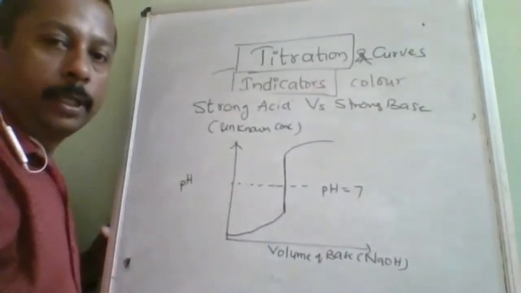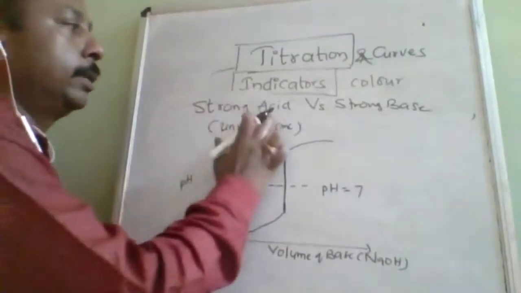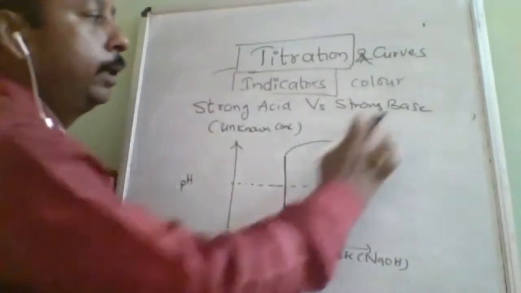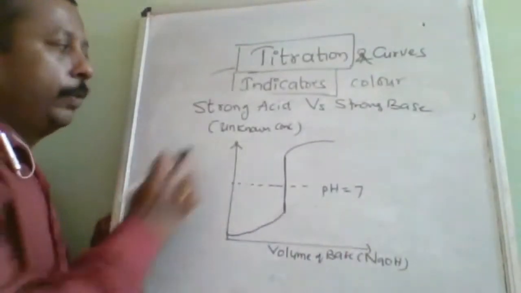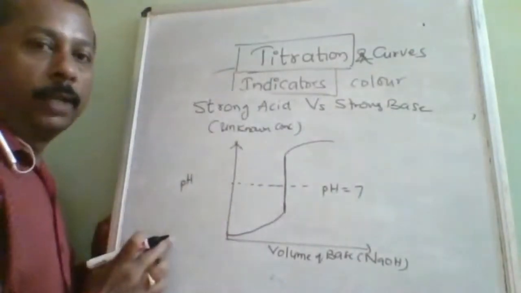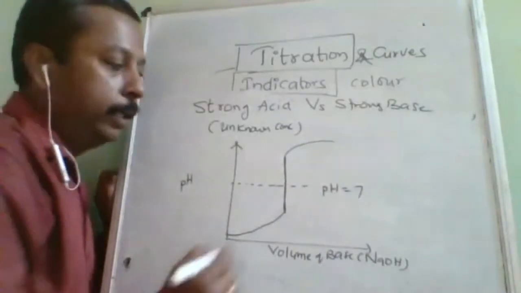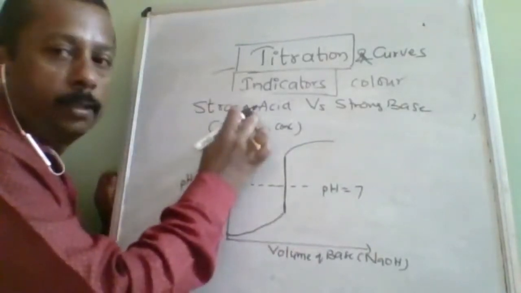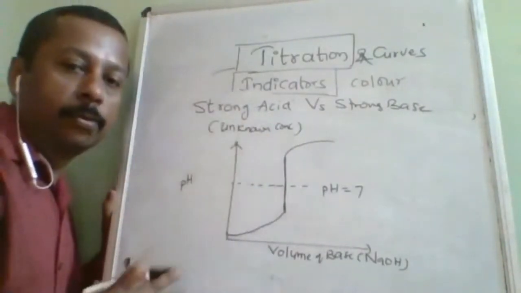Titration curve for what? When you titrate an acid with the titrant base. The titrant here is the base, and the titrate is the acid. So where do we keep the acid? In the conical flask. Where do we keep the base? In the burette. Initially, in the conical flask, we keep on measuring the pH of the solution in the conical flask.